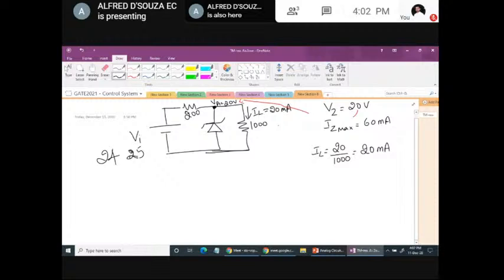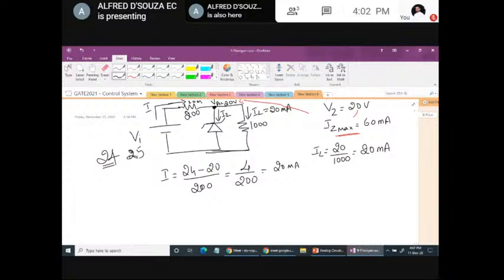So how much is the Zener current that is flowing? This is the maximum allowable, so let us find out how much is the Zener current that is flowing. For that, I should know how much is the main current coming from the voltage source. It is 24 right now, this side voltage is 20. So I is 24 minus 20 divided by 200, that is 4 by 200. So once again, it is 20 milliampere, and the entire 20 milliampere is flowing through the load. That means the current flowing through the Zener is 0.